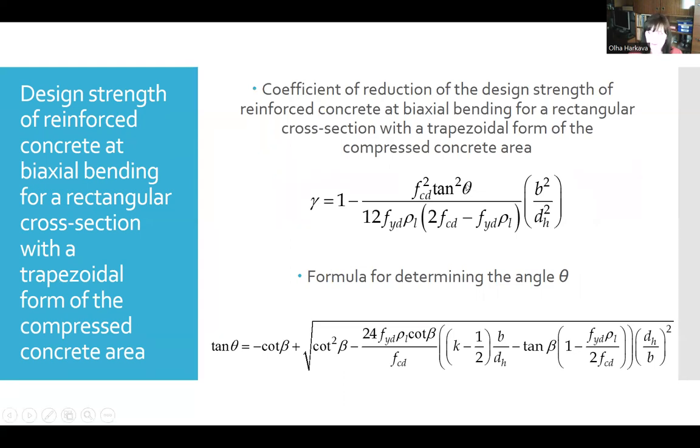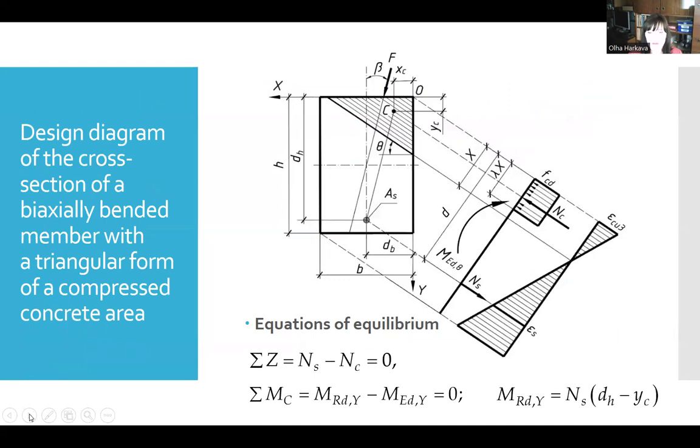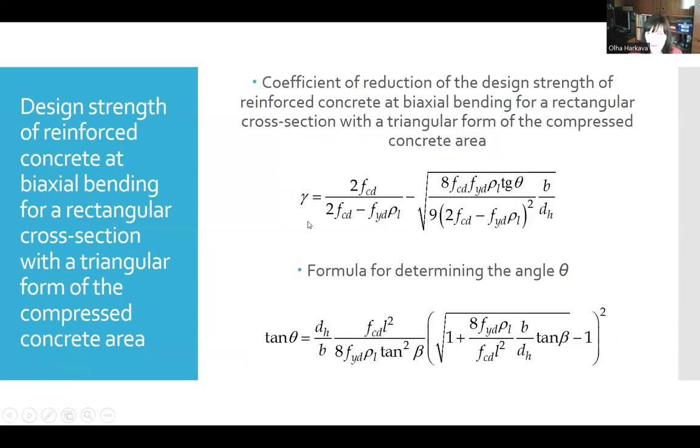To obtain the dependence for the angle of neutral axis inclination, angle theta, the condition of parallelism for the planes of internal and external bending moments action is applied. Having singled out the ratio of geometrical characteristics of the cross-section as one that may be specified, the formula for determining angle theta is written on the slide. In a similar way, the dependencies for the triangular form of compressed concrete area are found: its coefficient gamma and the angle theta.